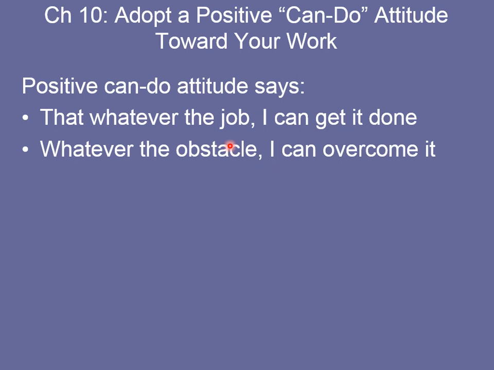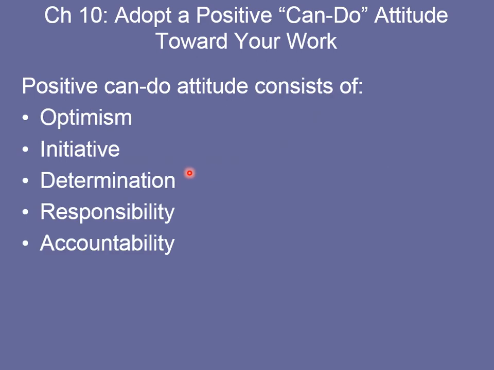Number one is whatever the job, I can get it done, right? And whatever the obstacles, I can overcome, right? And these are all the characteristics of any person with a can-do attitude. They are optimistic. They have initiative because they take all the initiative. They start the work, okay? They don't wait for anybody else, right? They always believe that it can be done, no matter how many obstacles they have, and they have determination. They feel the responsibilities, and they are also accountable to their supervisors or to the stakeholders, right?